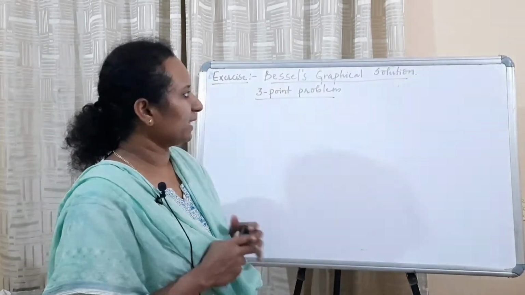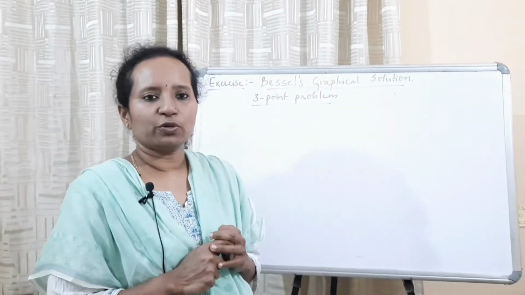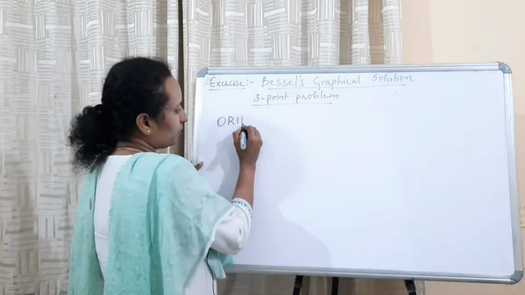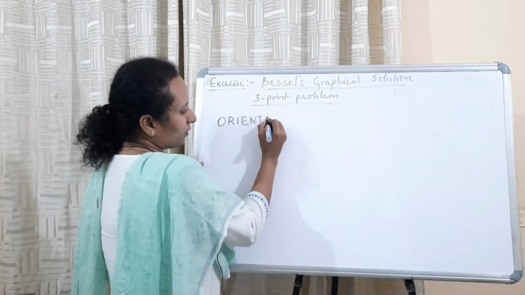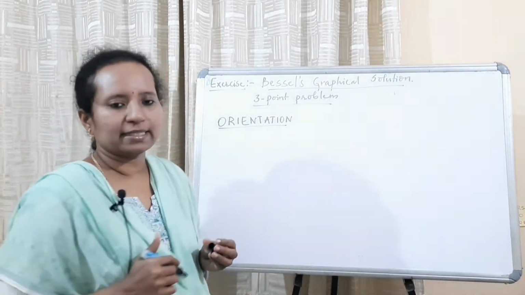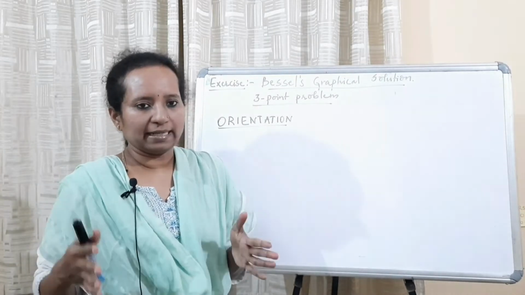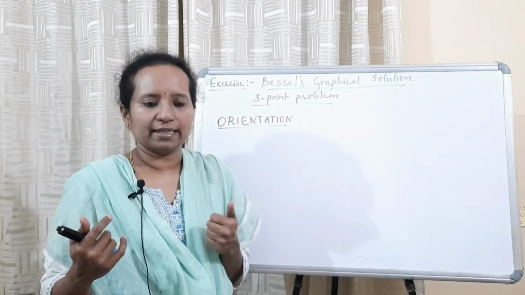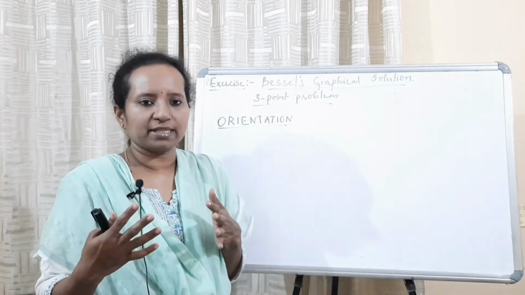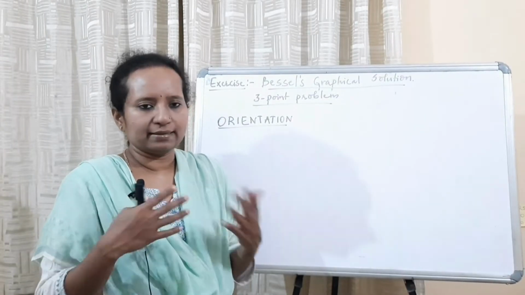Now coming to why three-point problem and why Bessel's graphical solution, before that let us answer the first question, which is orientation. This concept of orientation is carried out because we need to set up the plane table. Assume you have carried out a day's work and you are supposed to close the day's work for some reason, say it is the end of the day or some rain or other obstruction.